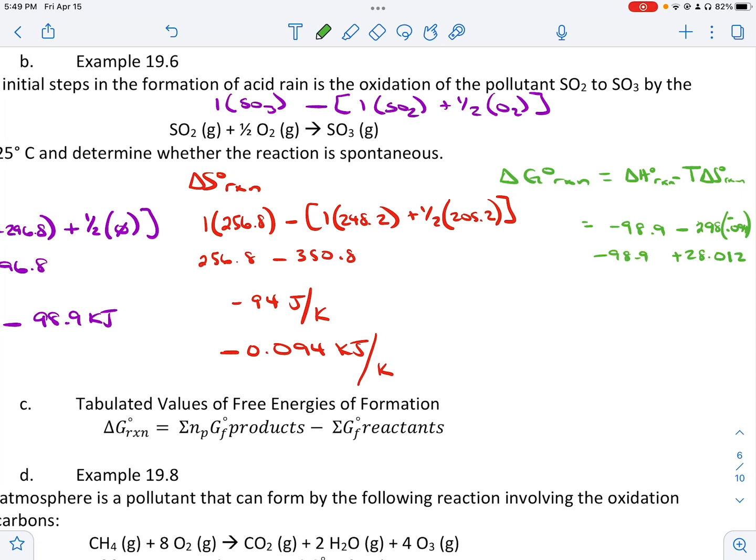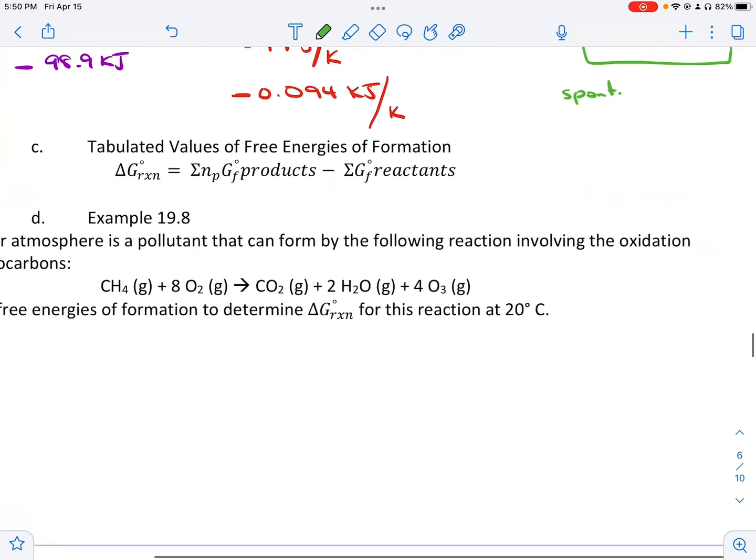So we're going to take negative 98.9 plus 28.012, and we should get negative 70.9 kilojoules, and there's our delta G. So we would definitely say that this is spontaneous, because it's negative at this temperature, which is room temperature. That's the other part of this question. It is spontaneous. Awesome, we got that.